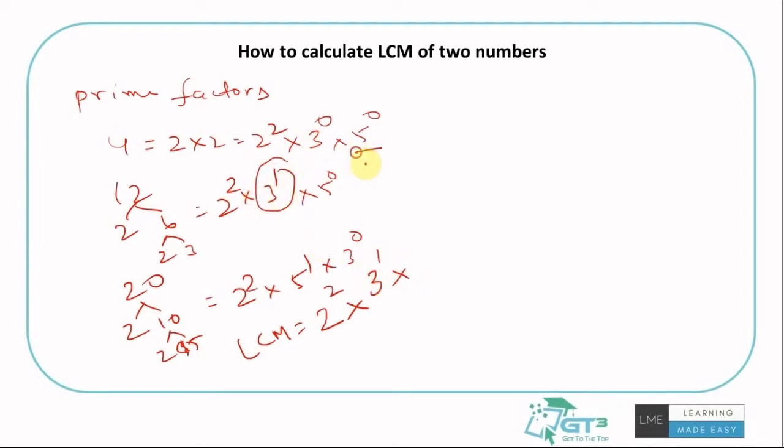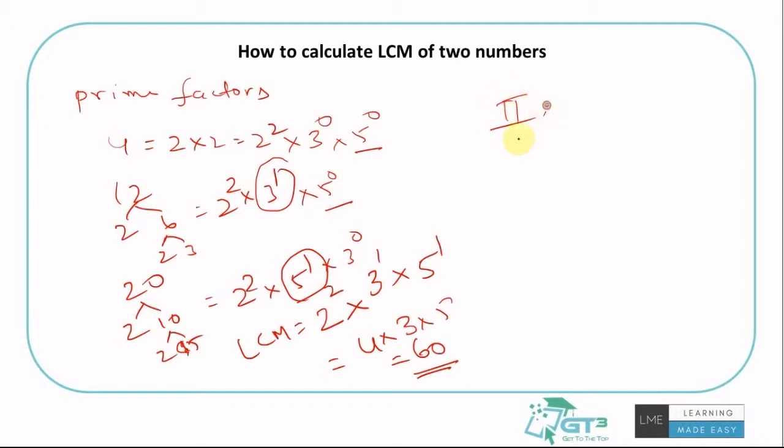And then for 5, 5 power 0, 5 power 0, and I see 5 power 1 here. So that's the highest one. So that is basically 2 square into 3 into 5. That's basically 4 times 3 times 5, which is 60, is what the LCM is, right? Which is what we've got in the previous one also. And the other way, second approach, which we would have done in school, is writing the numbers like this: 4, 12, and 20.